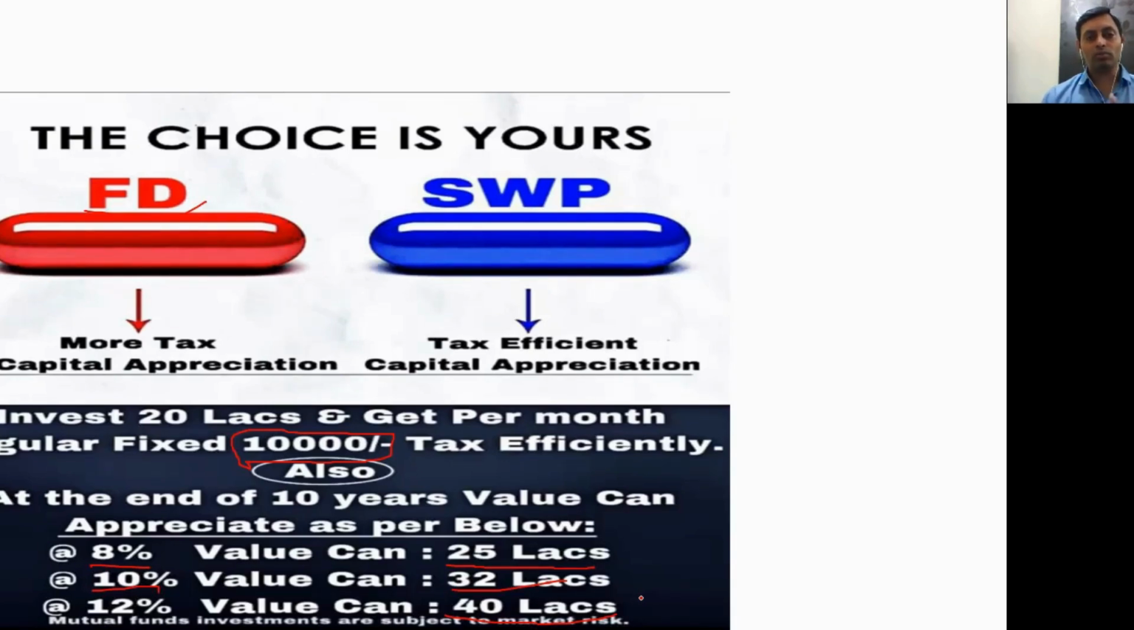Okay. So overall, what we want to say is that within 10 years, whatever capital we invested is becoming double, even more than double. We see this in the examples here, and at the same time, we are taking 10,000 monthly here. See, if you want to, we can take 20,000, 30,000, 40,000 also.